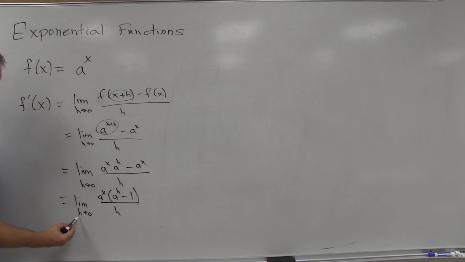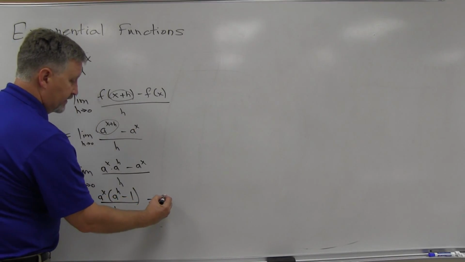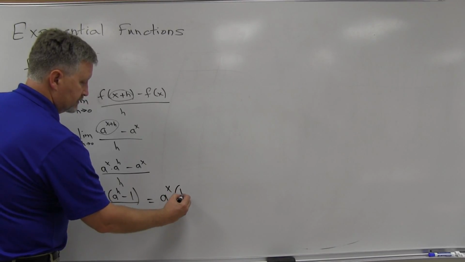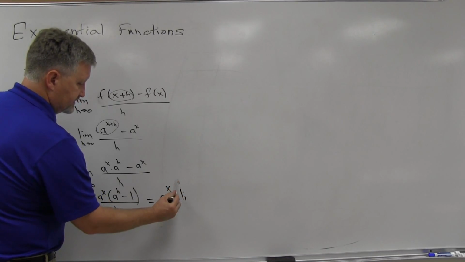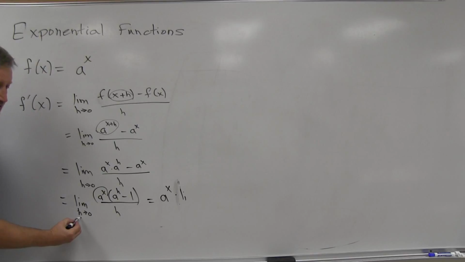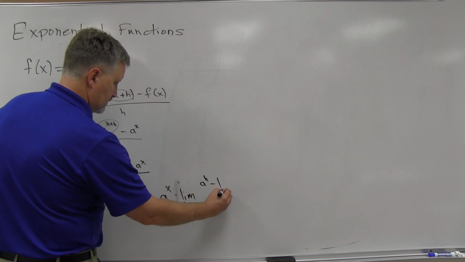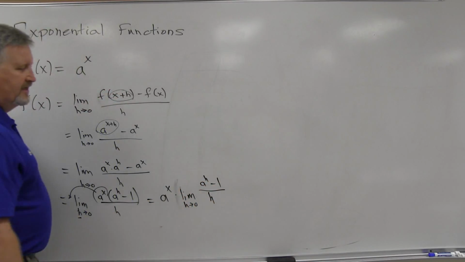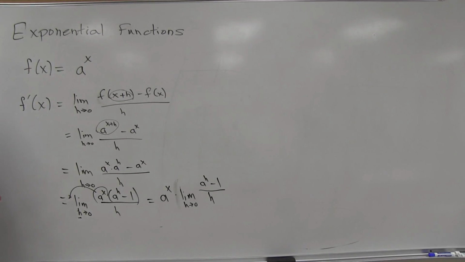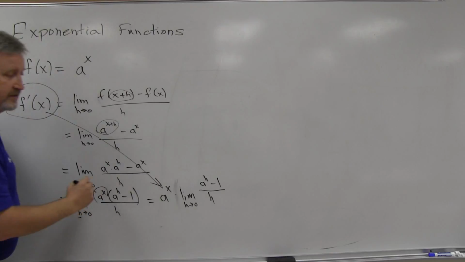And then the good news is h is going to 0, so that a to the x is a constant, and so I can bring it outside of the limit because this is not affected by the h going to 0. Okay. Now, we'll say more about this later, but the nice thing about this is this derivative turns out to be that.